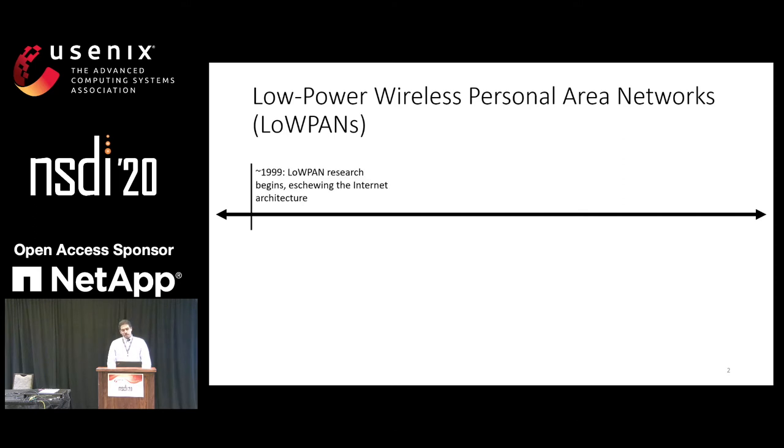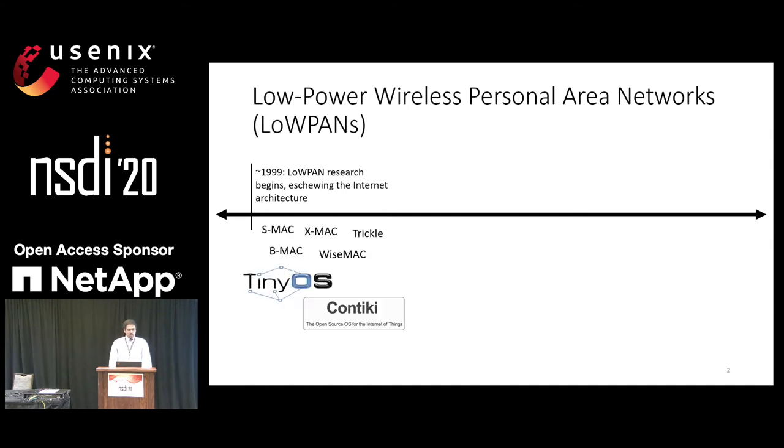So research on LoWPANs began in the late 1990s, and at this point, researchers deliberately cast away the internet architecture based on the idea that LoWPANs might be too different and too extreme for it to directly apply. So various protocols and systems that were highly influential in this space were developed without conforming to any particular standard or architecture, but nicely tackling the various challenges of LoWPANs.